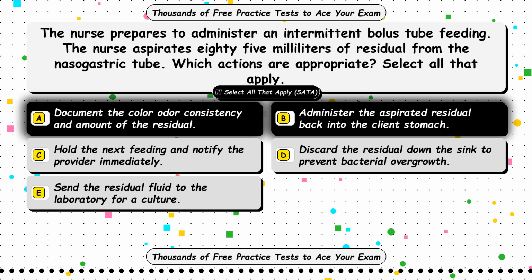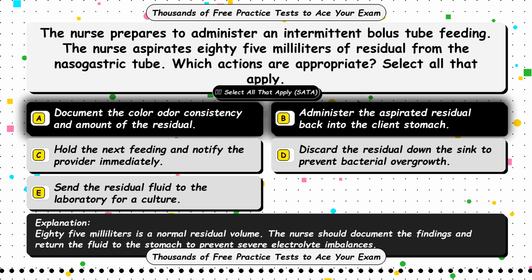The correct answers are options A and B. Document the color, odor, consistency and amount of the residual. Administer the aspirated residual back into the client's stomach. 85 milliliters is a normal residual volume. The nurse should document the findings and return the fluid to the stomach to prevent severe electrolyte imbalances.